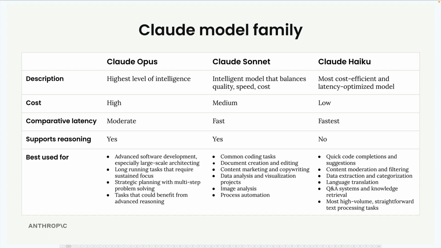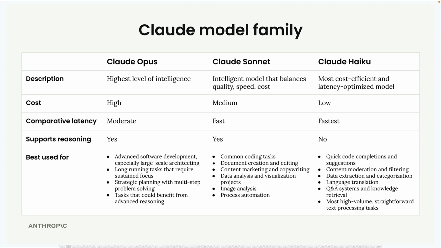Sonnet sits in a kind of sweet spot in Claude's lineup. It has a good balance of intelligence, speed, and cost that makes it really useful for most practical use cases. What makes Sonnet great is its strong coding ability along with its fast text generation. Many developers like its ability to make precise edits to complex codebases, meaning it can make changes to a project without breaking a lot of existing functionality.